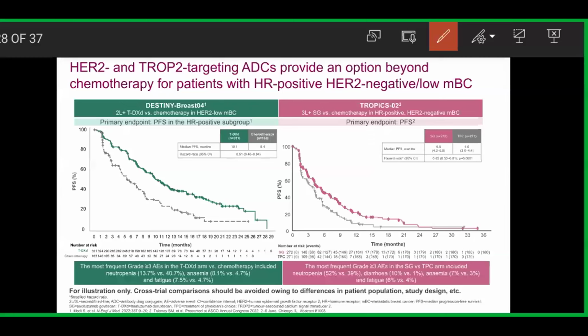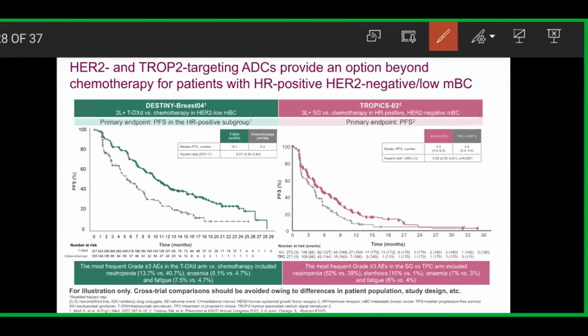Sacituzumab govitecan, according to the TROPiCS trial, they have tried it, but I think that is after 3 lines of treatment. And it is for HER2 negative, sir. Yes, this can be used. I know we don't have any experience with it, but I have experience with T-Dxd. I had 2 patients on this.